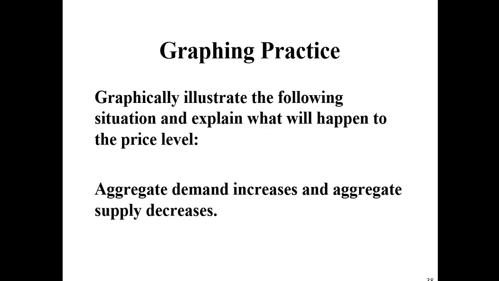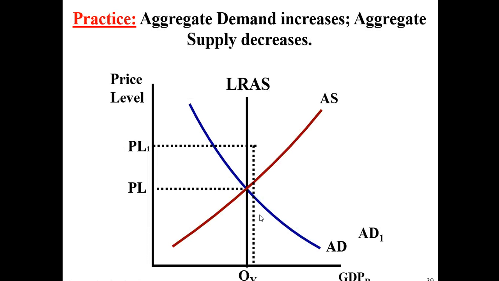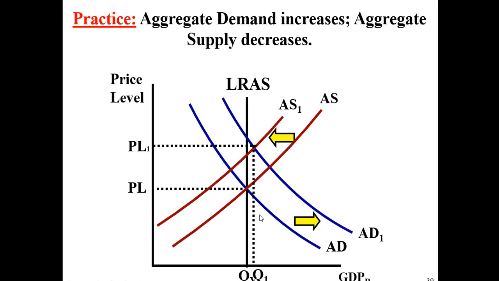Another practice with the graphing, and that is to graphically explain this and then explain in words what's happening with the price level. So if I ask you to show me what it looks like with aggregate demand increases and aggregate supply decreases, let's assume they're happening at the same time, the result would be, and you can check yours against this. So here's aggregate demand increasing. That curve is shifting to the right. And then you have aggregate supply decreasing at the same time.